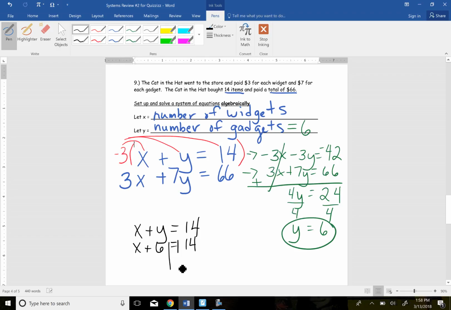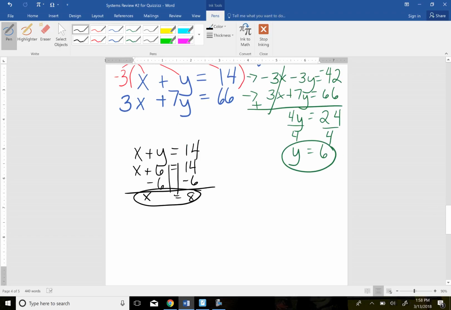So to solve this for x, that guy is still missing. I'm going to subtract 6 because they're adding. I'm going to do the opposite. X is 8. So they bought 8 widgets and 6 gadgets. So the last thing I need to do is to check that. So they said x plus y is 14. X is 8. Is 8 plus 6 equal to 14? Yes, it is. That's true. So it checks.